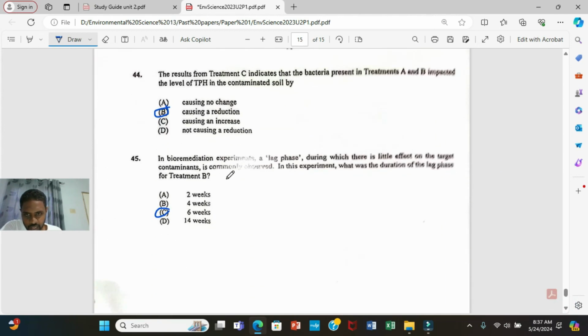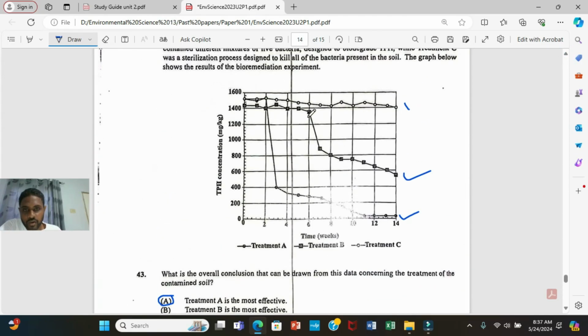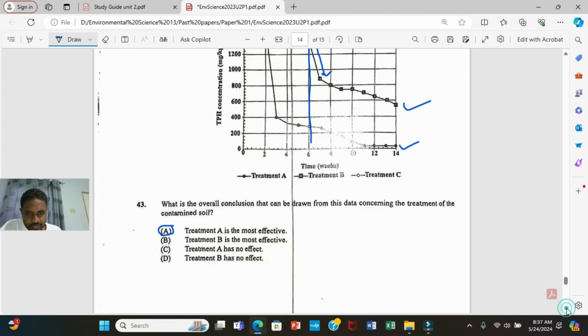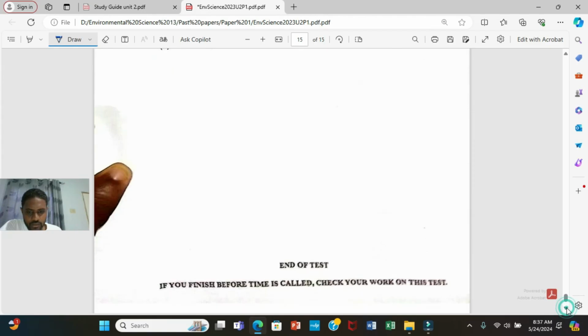And 45, guys, said, in a bioremediation experiment, a lag phase during which there is little effect on the target contaminant is commonly observed. In this experiment, what was the duration of the lag phase for treatment B? So let's find B, guys. All right, this is the B line. So it didn't start working right here. See, it never really started working, guys. It's slow because that's a lag. It's hardly working. Now then it starts working very drastically right here. So the answer will be up to 6 weeks. 6 weeks, guys. So that is the end of the test, guys.